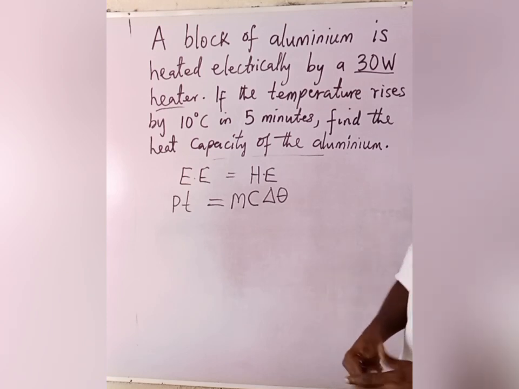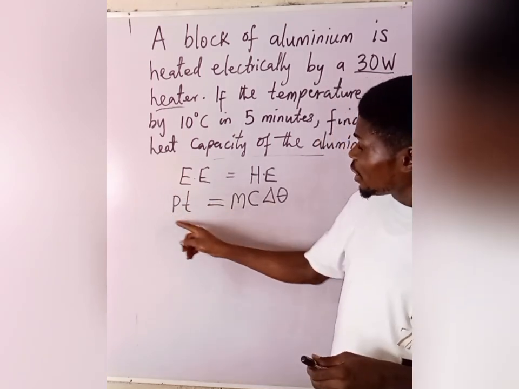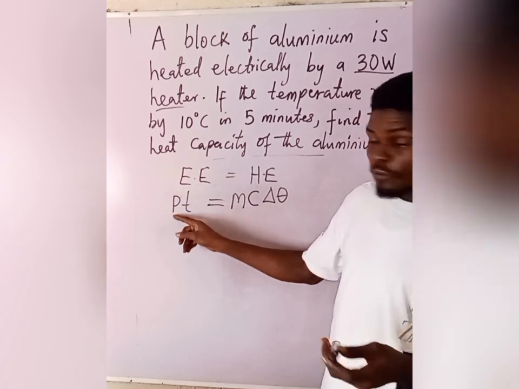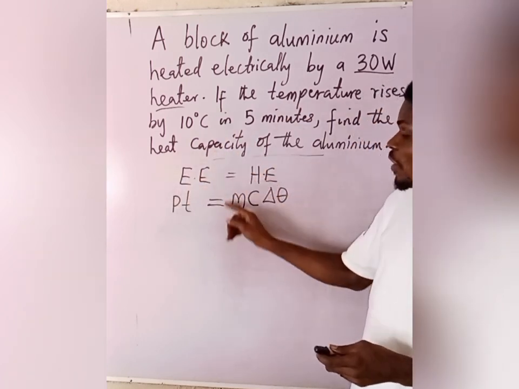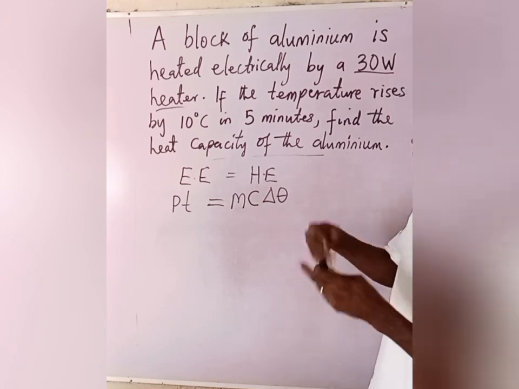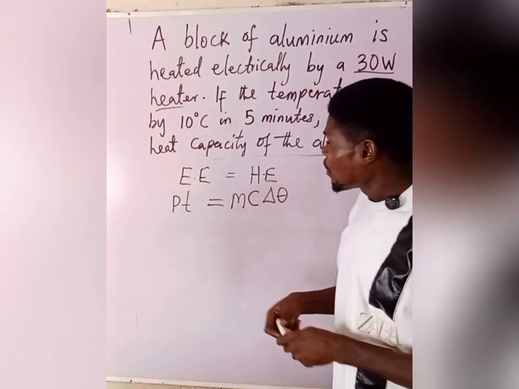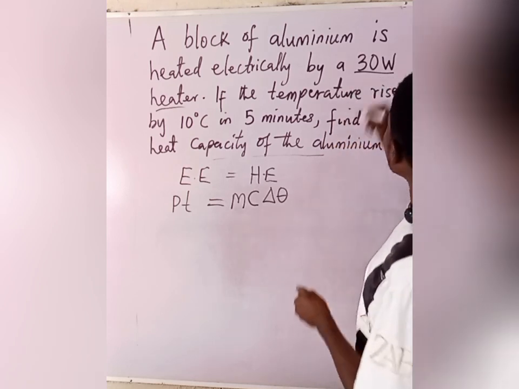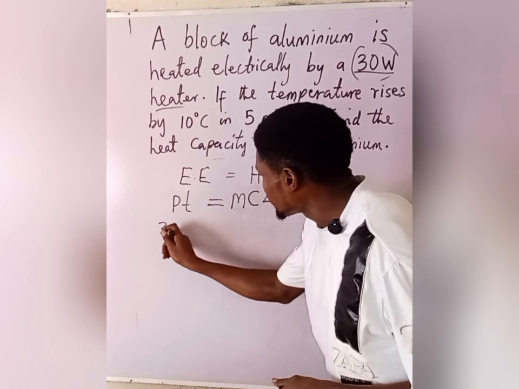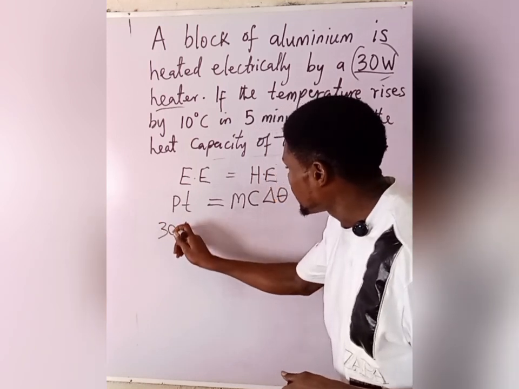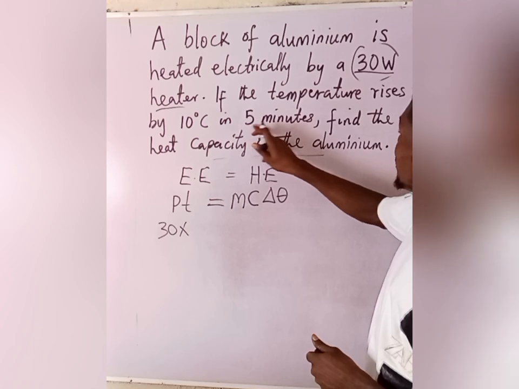You remember that energy can neither be created nor destroyed. So the total energy here from electricity, from this electric heater, has been converted to heat up the piece of aluminum, raising its temperature by 10 degrees Celsius. So the power has been given to us to be 30 watts. So we have 30, all right, then multiplied by the time they gave it to us here in minutes.